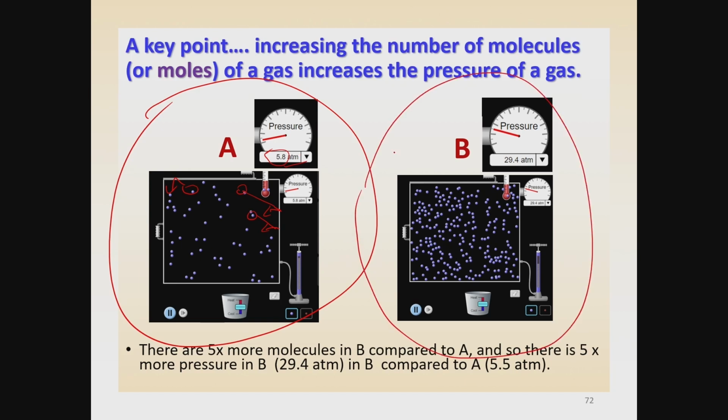And so what I did is I have now 5 times more molecules in this box. And so again, these molecules are moving around and they're striking the side of the box. So they're all moving pretty much at the same speed as before, but now we have 5 times the number of molecules in B. So there are 5 times the number of strikes on the sides of the box. And so we would expect 5 times the pressure. And so that's what you see here.